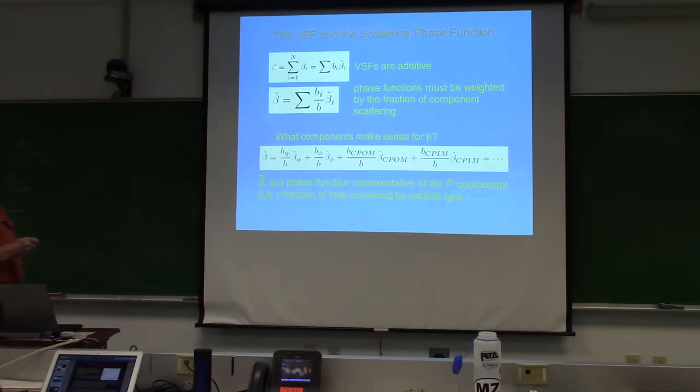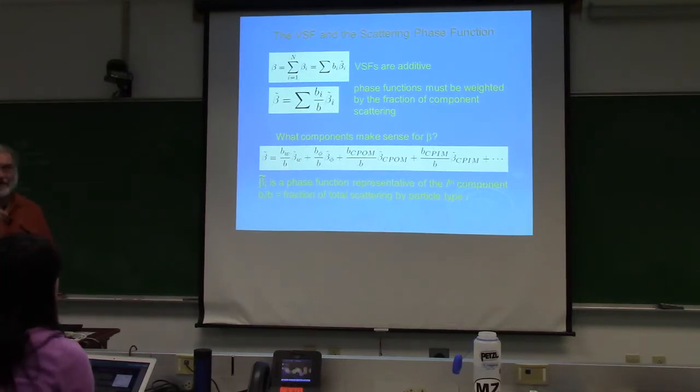Now, remember, beta, the VSF, is the phase function times the total scattering. So if I write this as beta tilde times total scattering coefficient, I can get the total phase function, and then over here, divide through by b, I'll have that the scattering coefficient for each component divided by the total scattering becomes a weight for the phase function for each component.